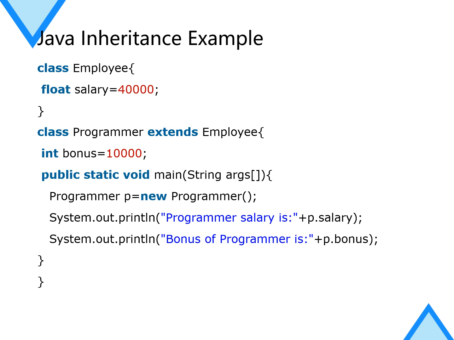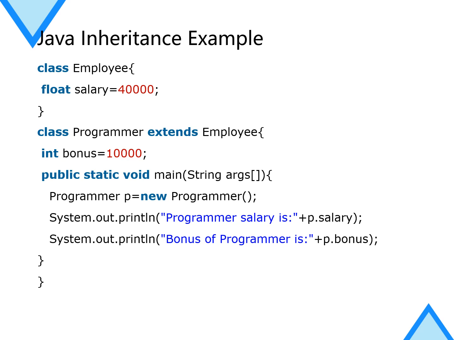System.out.println we are using to print some message, programmer salary is, and we are going to print the data member value p dot salary. p is the object name and salary is the data member. So this is the standard way to access the data member. Actually, with the object of the child class we are going to access the data member of the parent class, and now with the object of the child class we are going to access the data member of the child class, the same class.